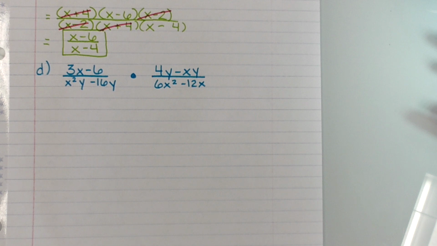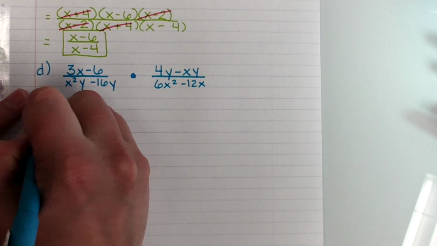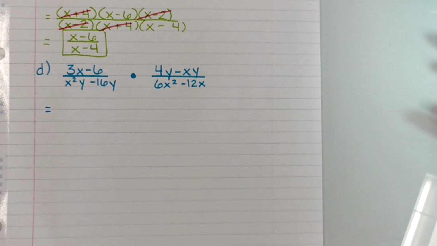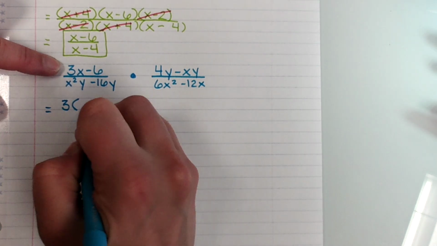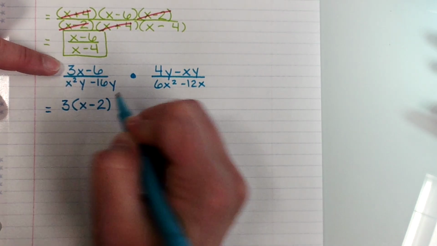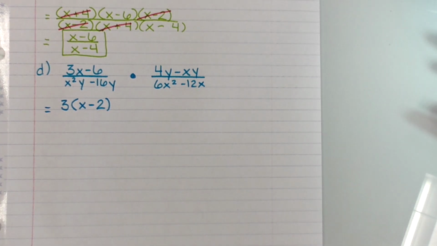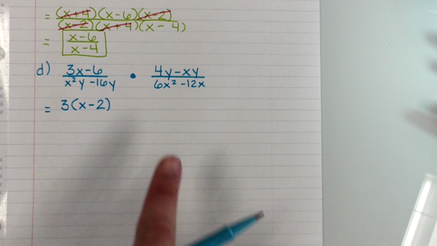Izzy, where would you like me to start? Factoring. How does 3x minus 6 factor? Take a 3 out, leaves me with x minus 2. Now again, I tend to do the factoring and putting it into one fraction altogether. So I'm going to move on to the other one's numerator.